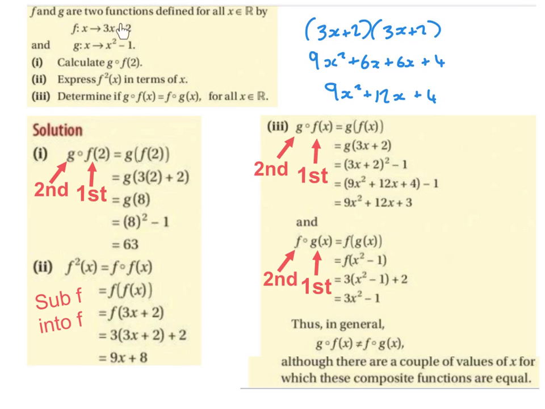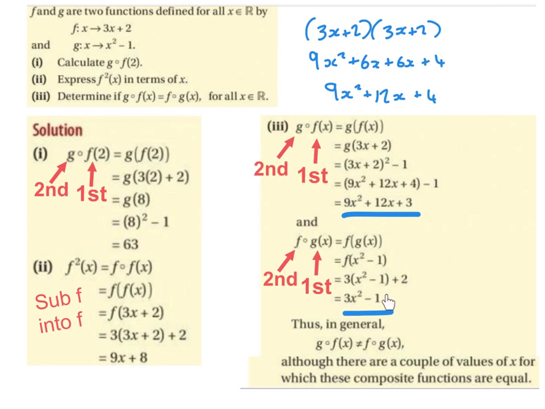So instead of 3x plus 2, we get 3 multiplied by x squared minus 1 plus 2. And then 3 by x squared is 3x squared. 3 by minus 1 is minus 3, and minus 3 plus 2 is minus 1. So you get 3x squared minus 1. So for g after f of x, we got 9x squared plus 12x plus 3. And for f after g of x, we got 3x squared minus 1.